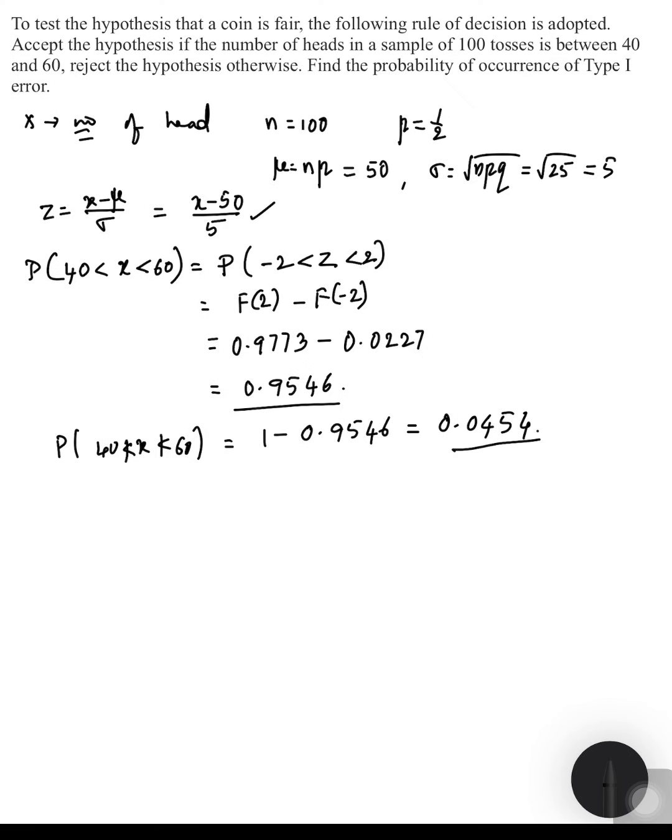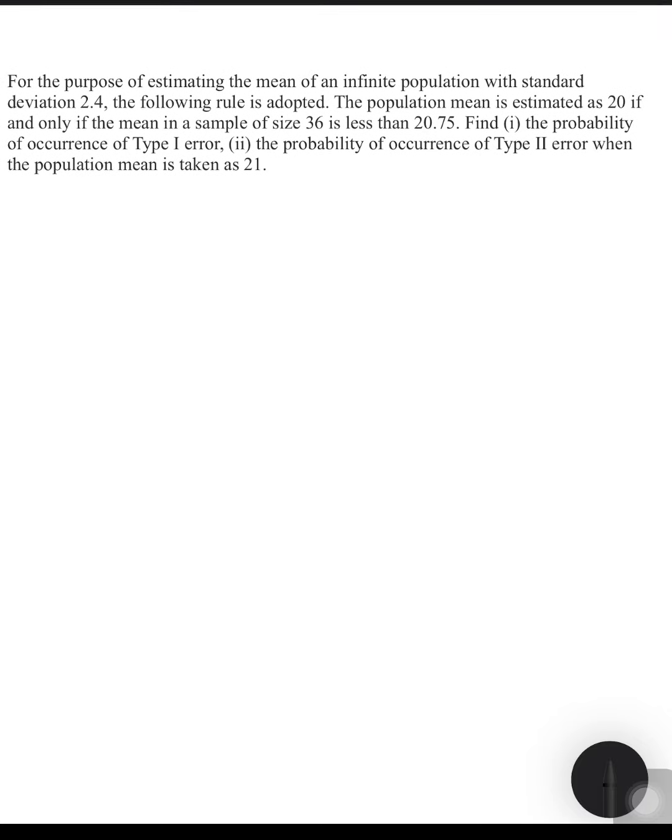Let us move on to the next problem. For the purpose of estimating the mean of an infinite population with standard deviation 2.4, the following rule is adopted. The population mean is estimated as 20 if and only if the mean in a sample of size 36 is less than 20.75. Find 1, the probability of occurrence of type 1 error. 2, the probability of occurrence of type 2 error when the population mean is taken as 21.